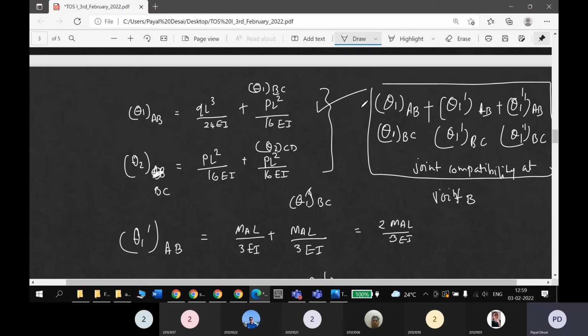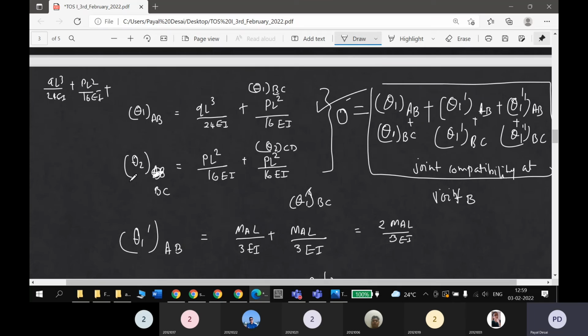And the original beam, there are no rotations, so I can make this equation. This is a single equation. The only thing is why this plus sign I have written, because it's a combination of two rotations, right? So पहले equation में ये आपको लिखना है Q. So what is the final formula? QL cube over 24 EI plus PL square by 16 EI plus theta 1 dash AB, theta 1 dash ये.